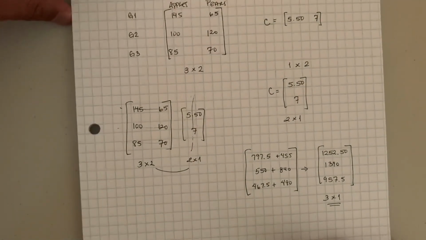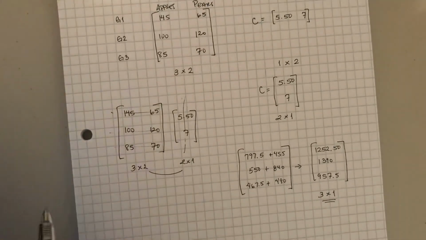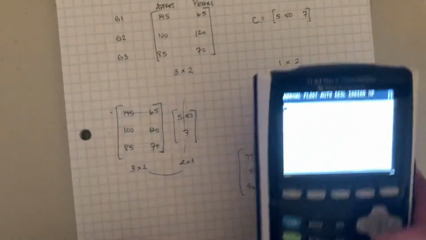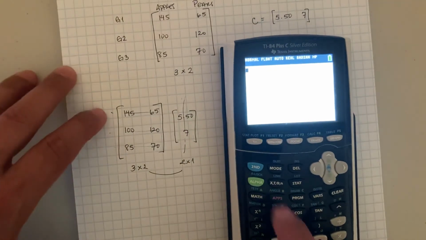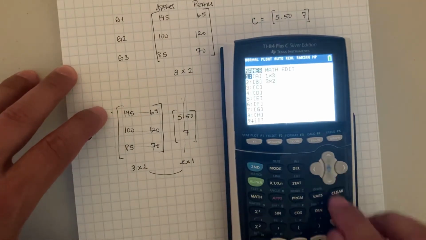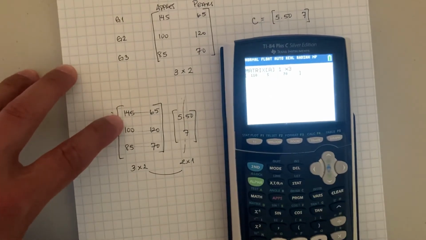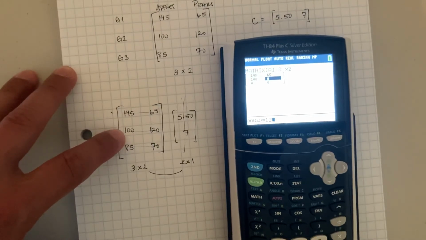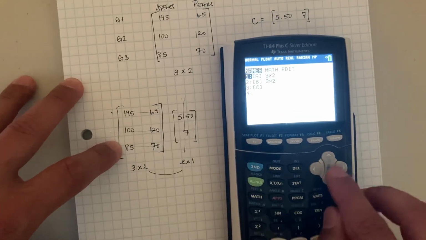All right, guys, go ahead and practice with the calculator and see if we get the same values. Hopefully you should. Actually, let's try it just to make sure. This is my setup, so I'm going to input that. Let's go to the matrix menu and edit the first matrix. We're going to make it a 3 by 2. That's going to be 145, enter, 65, enter, 100, enter, 120, enter, 85, enter, and then 70, enter. Good. Second quit. Let's make sure it's correct.